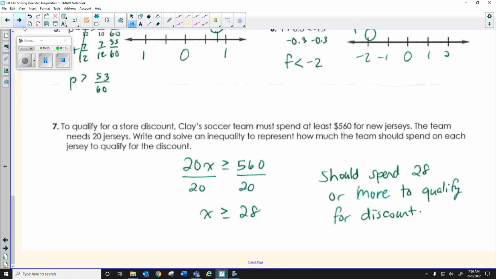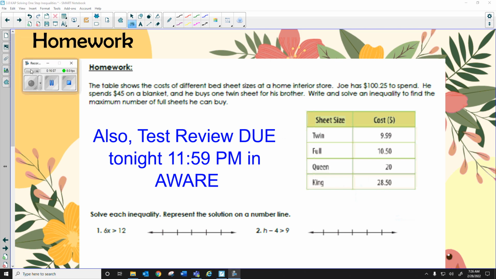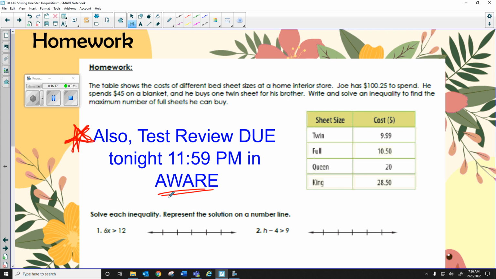Okay. And then your homework is going to be this last page. Please also know that the test review, it was posted in Aware, that is due tonight at 11:59 in Aware. Please do not forget to submit. Thank you guys. Please check the key on Canvas.